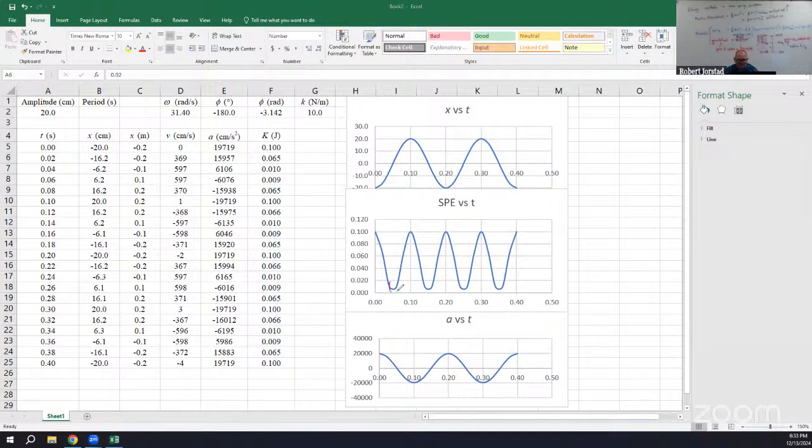So these goofy shapes right here, it should be a nice smooth curve. That's because my step size is not small enough. This thing is oscillating twice as rapidly. So notice this does, let's see, it's completing two cycles in, how about this? It's completing one cycle in 0.2 seconds, where in 0.2 seconds, look at this one, it's completing 2 cycles. So the energy oscillates twice as fast.